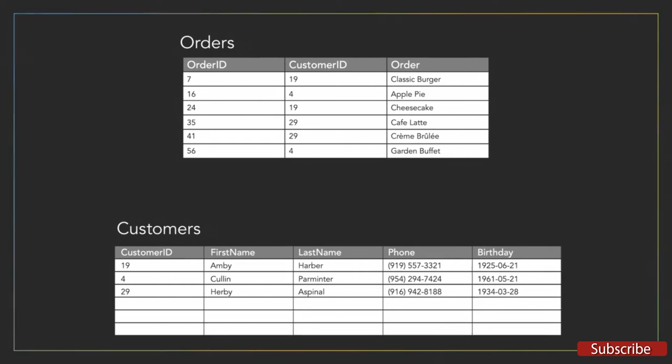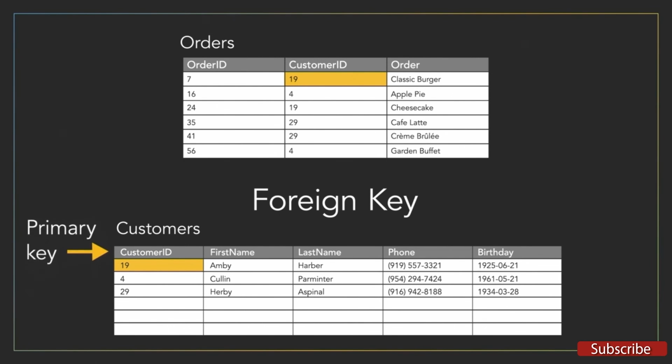Another term you'll see later on is a foreign key, and this is what a primary key from one table is called when it is referenced in another table. That's important when we want to start building relationships between tables to associate one record with others.